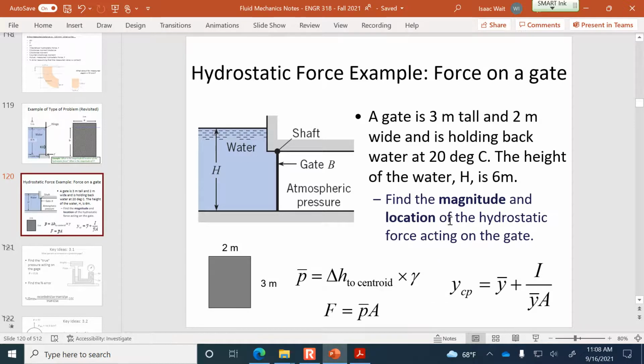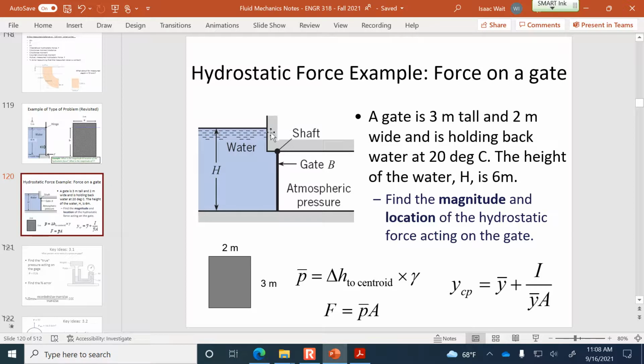So again, we applied the same approach here, where we, number 1, found delta H, the depth to the centroid. Number 2, found the pressure at the centroid, P bar. And then the magnitude of the hydrostatic force was the pressure at the centroid multiplied by the area. Now finally, the location of the hydrostatic force we define using the YCP, which is the depth to the center of pressure. And here, the YCP is along a vertical path to the water surface.